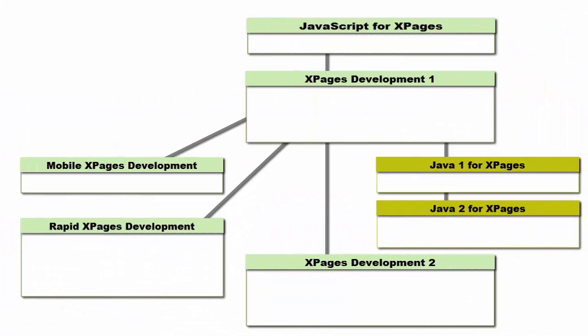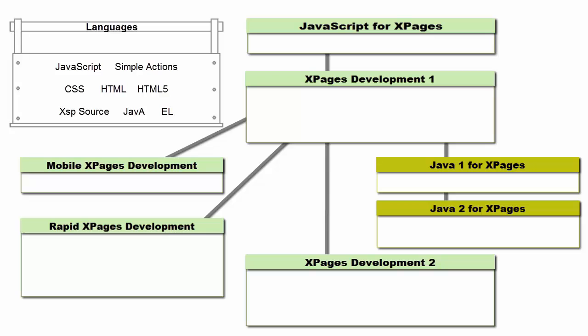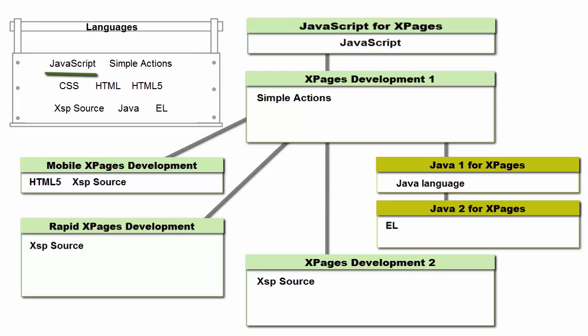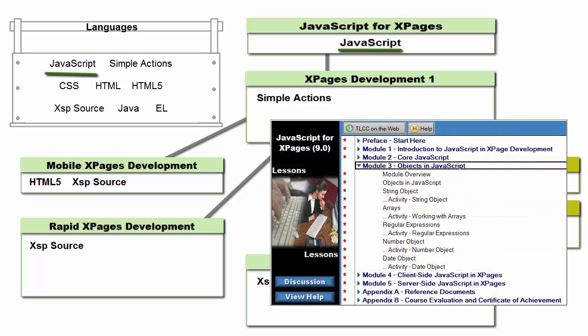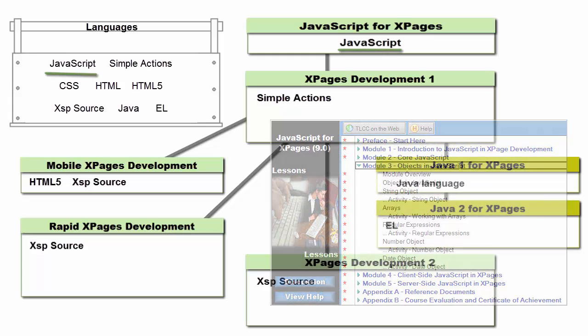At this point, I'm going to revisit each of the 5 skills toolboxes to show where in our XPages curriculum, that is, in which course, we cover each of the different XPages skills or tools. Starting with the Programming Languages toolbox, we see which languages are covered in which TLCC course. The JavaScript language is covered in great detail in our JavaScript for XPages course. We cover server-side JavaScript, client-side JavaScript. We cover the JavaScript language and syntax, and key JavaScript objects like the string object, date, and array objects.